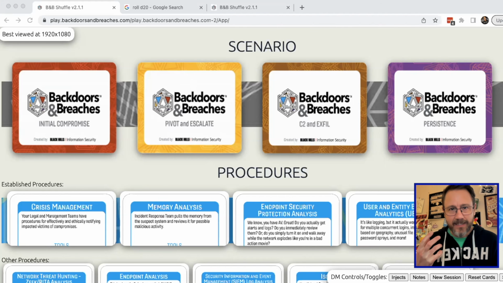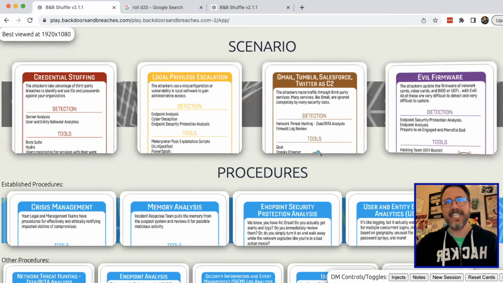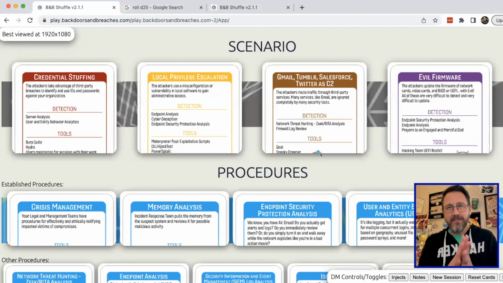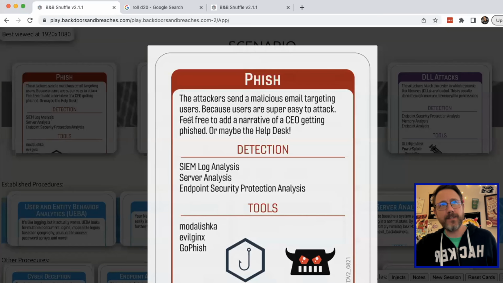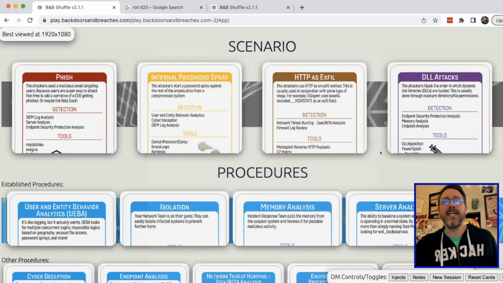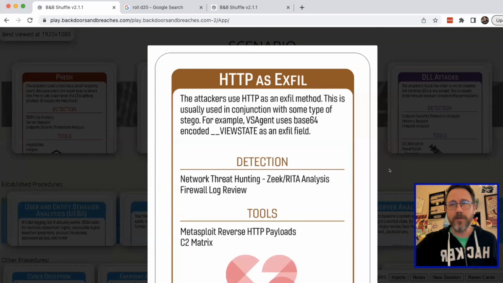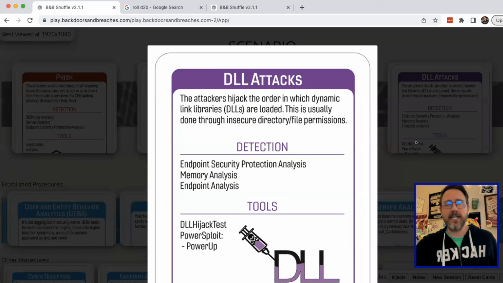Now, since today is the most offensive that ever offends conference, I want to show you one thing. There is this thing up here: the attack chain. I don't want to say the cyber kill chain, because that means I have to thank Lockheed Martin. Okay, so we have the kill chain up here, and if I hit refresh, I get a brand new kill chain. The initial compromise was a phish, which led to an internal password spray, which the attackers exfiltrated data through HTTP, and they used DLL attacks as a form of persistence.